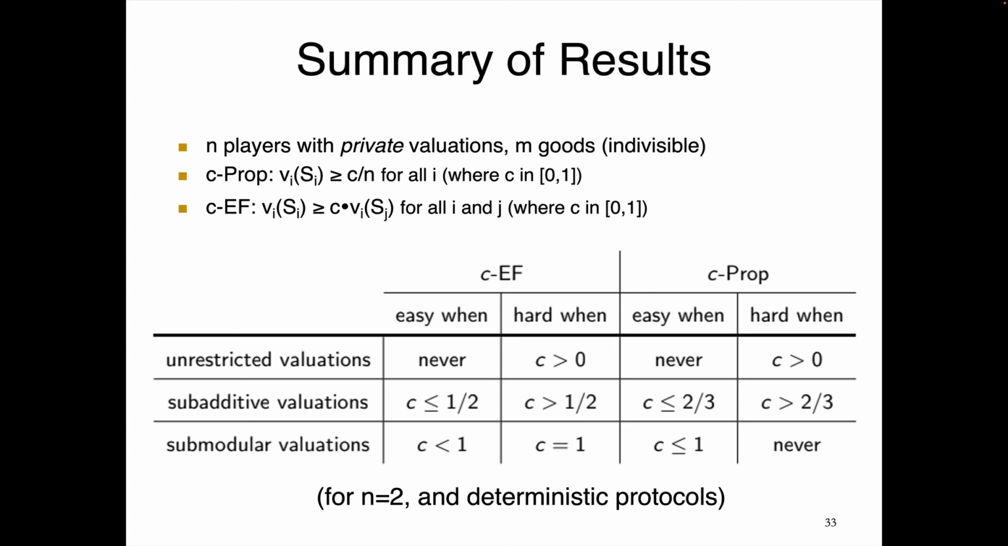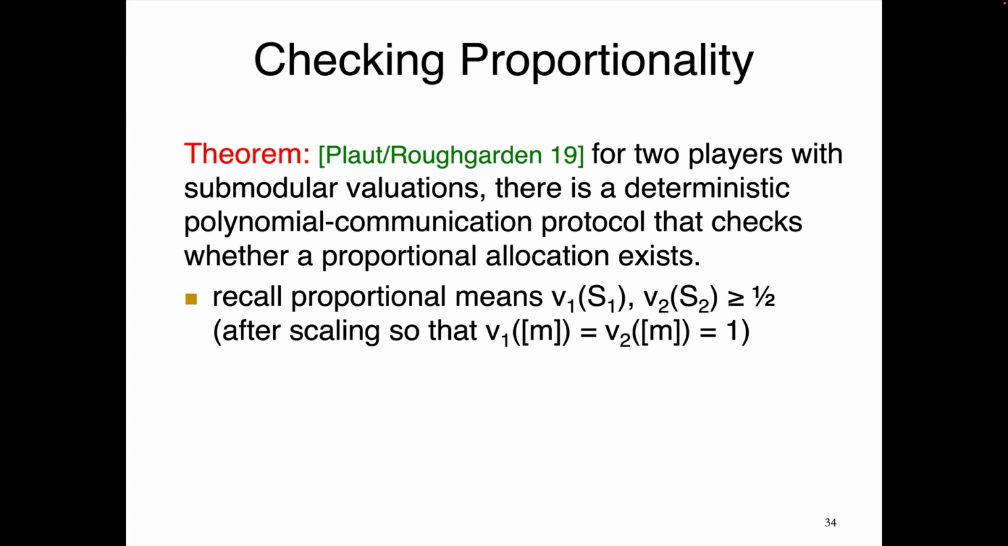Okay, so here's the claim restated. So we're looking at 2 players. They have submodular valuations, not necessarily the same one. And we want a deterministic polynomial communication protocol that checks for proportional allocation. Remember, one need not exist. We've seen that. So what does this mean? So again, we've scaled the values of each of the players, so their value for everything is 1. So with 2 players, proportional just means each of them gets a bundle that they value a half or more. Okay? That's what we want to know. Is there not an allocation with this property? Let me tell you the protocol.